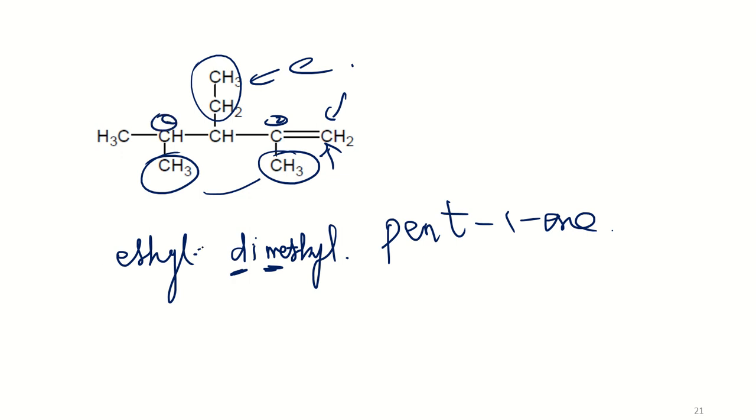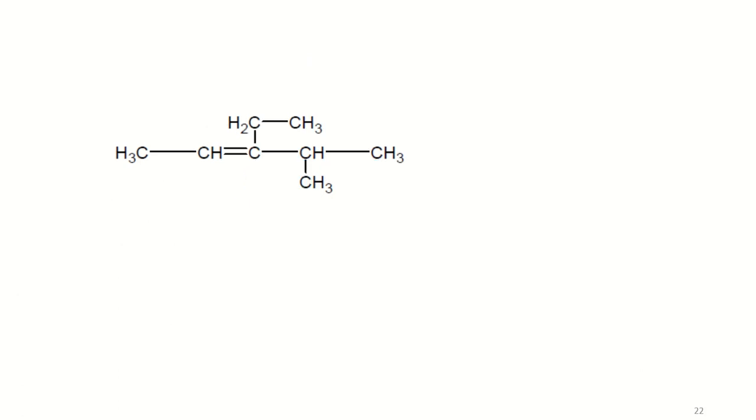Left myself a bit tight for space here, but we'll get them in. And we have our ethyl on number 3. So that compound would be called 3-ethyl-2,4-dimethylpent-1-ene. I'll do another few, and then hopefully you've got the picture now.